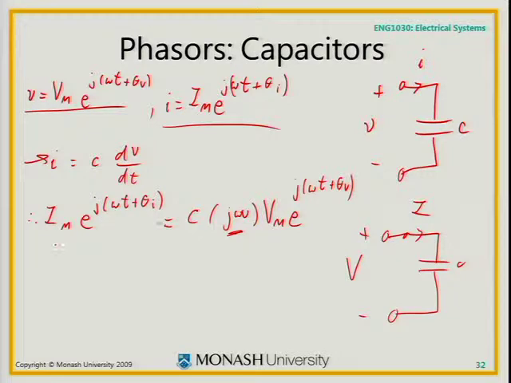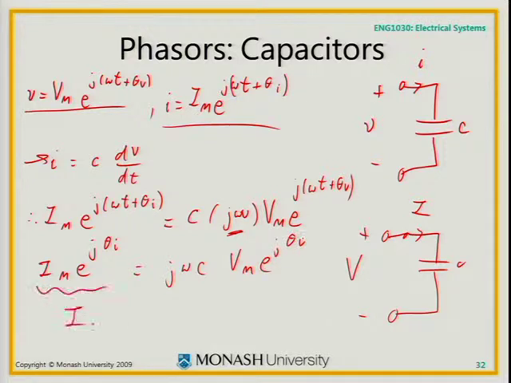Now I can cancel out the e to the j omega t's from both sides. And I get Im e to the j theta I equals j omega C times Vm e to the j theta V. Well, that's my phasor current. And that's my phasor voltage. So in fact I get I equals j omega C V, or V equals 1 on j omega C times I. So we're going to now replace capacitors.